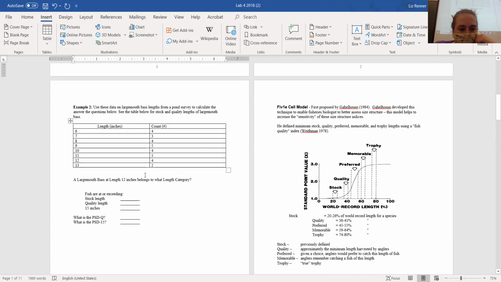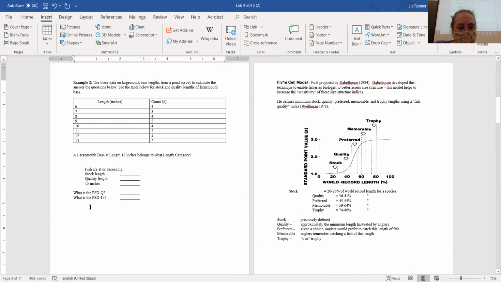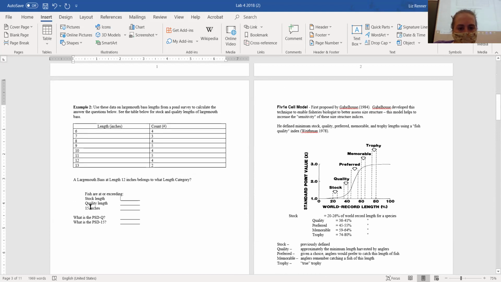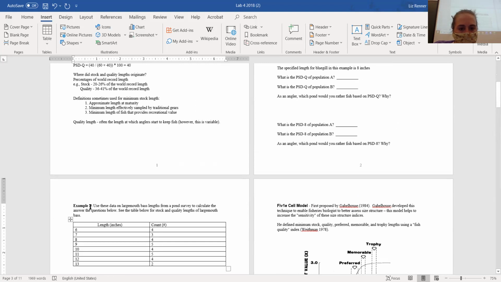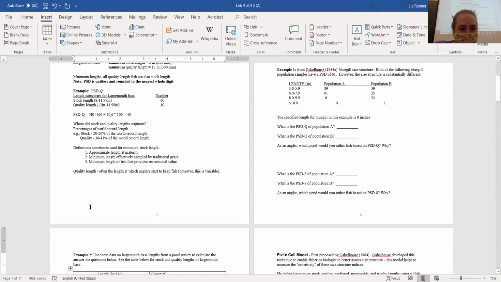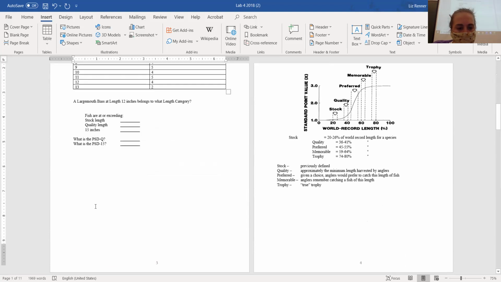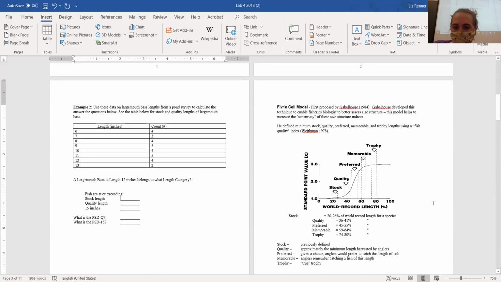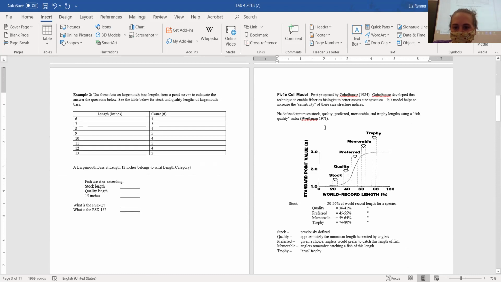So yeah, just forget that one. But basically, let's see here, what's the PSDQ? It's a PSD 15. Interesting. Yeah, forget that. Let's just move on. Sorry about that, guys. Okay.